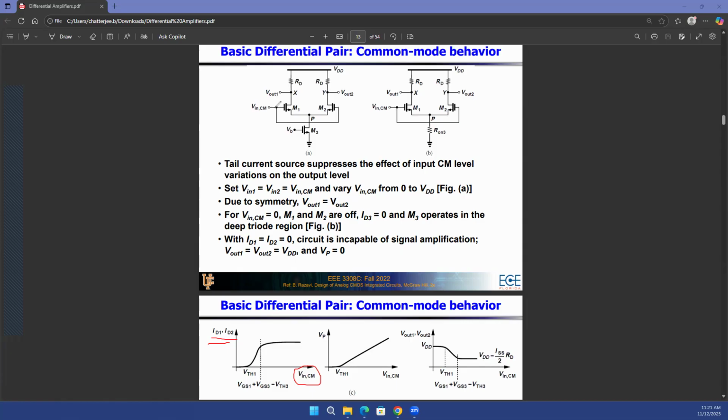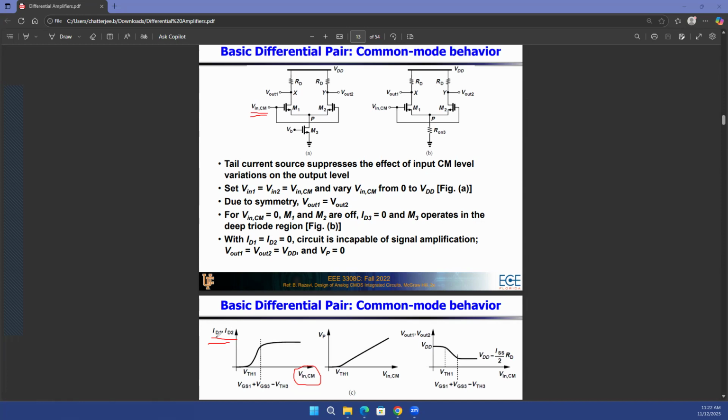Now, of course, before I apply a V in CM which is more than the threshold voltage of the transistor, the transistor is not even on. Right? So both the transistors will be off if my V in CM is 0. If the gate voltage of the MOSFET is 0, these are NMOSes, and the gate to source voltage is not even crossing the threshold voltage, the transistors are off.